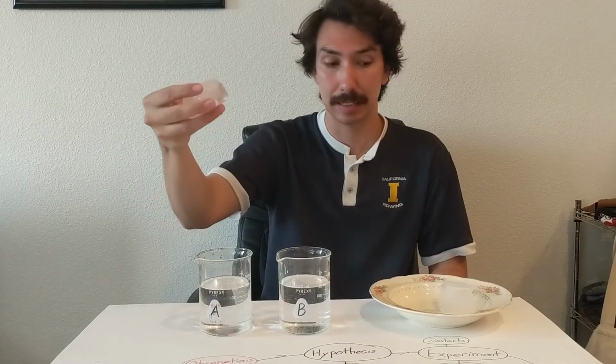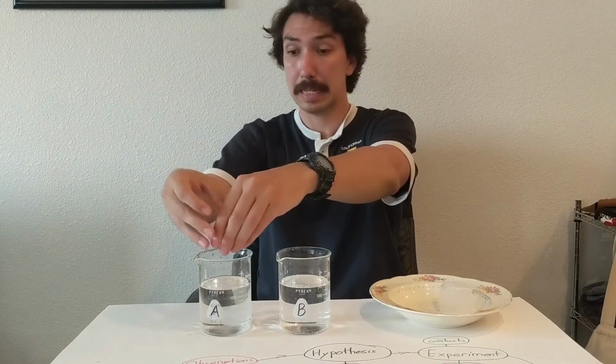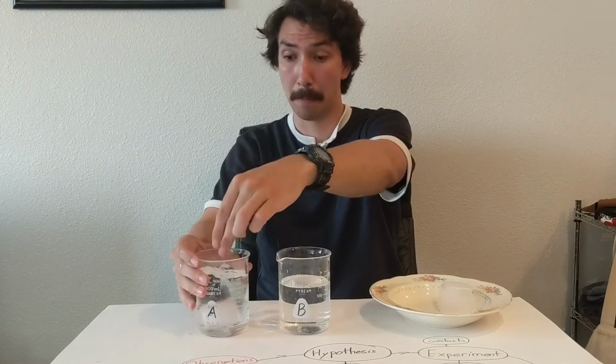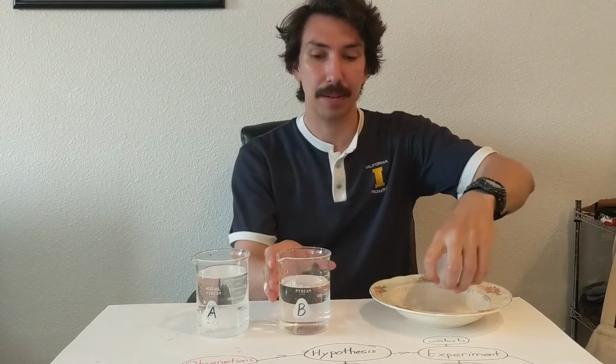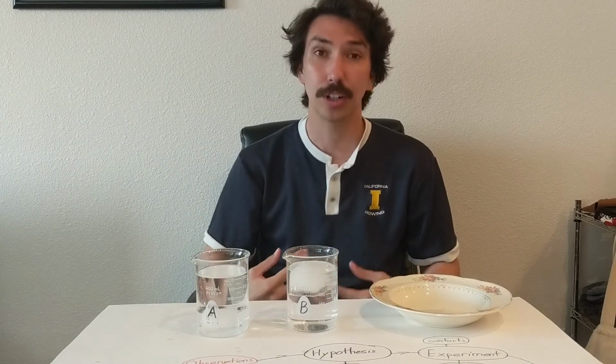So if I put this ice cube in beaker A, let's test this one out first. We can see that it sinks down to the bottom. And if I put this ice cube, which is very similar, into beaker B, it floats. So we're going to use that information now to come up with some conclusions about what each fluid might be.